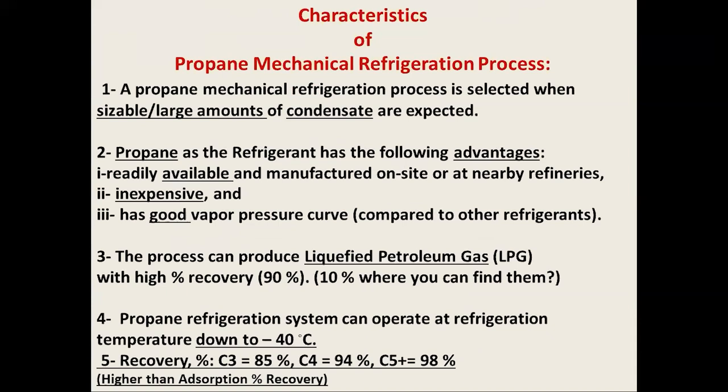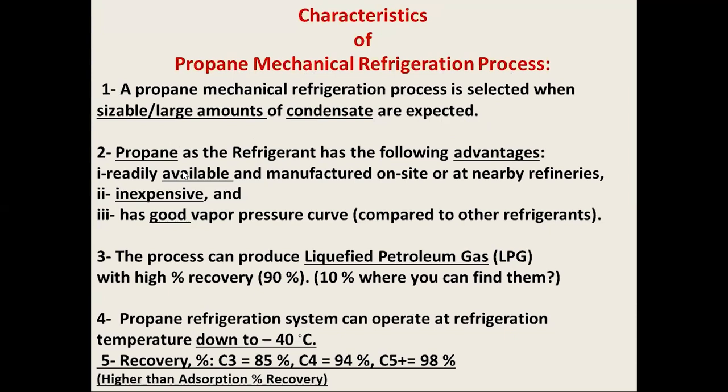Characteristics of propane mechanical refrigeration process. Number one, the propane mechanical refrigeration process is selected when sizable, large amounts of condensates are expected. When the concentration of heavier hydrocarbons, propane C3 plus, is high, you have a wet gas, you have rich gas, so it's better to have the cheaper refrigeration, which is either freon or propane mechanical refrigeration.